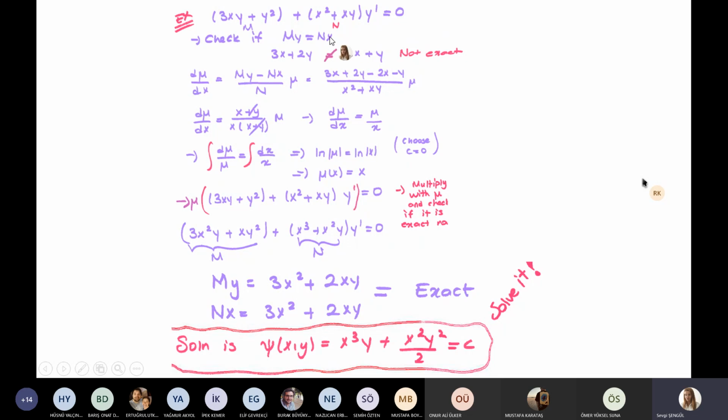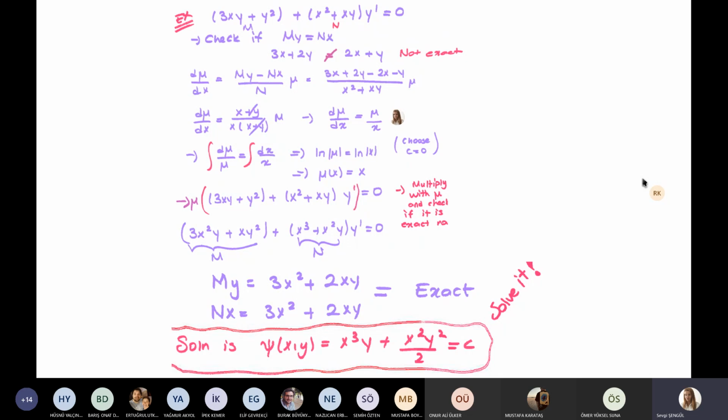Now let's check if it is exact or not. What was the condition? My should be equal to Nx. Let's take the derivative of M with respect to y, which is 3x plus 2y. And the derivative of N with respect to x, 2x plus y. No, they are not equal, so it is not exact. Okay, we have one more choice.